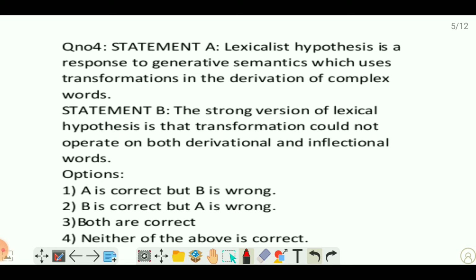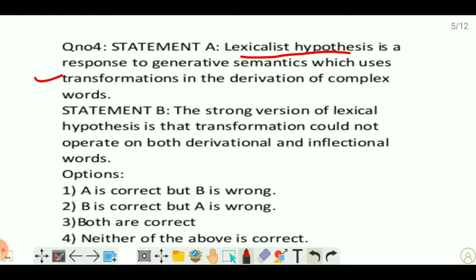Question number 4. Statement A. Lexicalist hypothesis is a response to generative semantics which uses transformation in the derivation of complex words. So the statement number A is correct because generative semantics claims that these syntactic structures are computed on the basis of meaning. But the lexicalist hypothesis by Noam Chomsky was a response to this, which claims that syntactic transformations only can operate on syntactic constraints. They are not purely computed on the basis of meaning. So the statement A is correct.